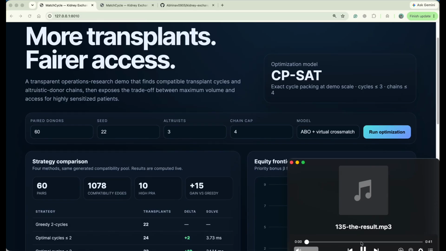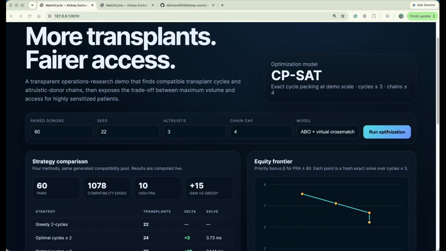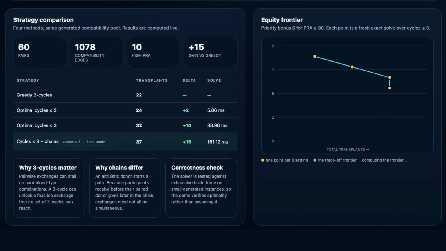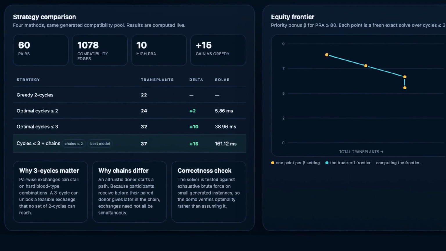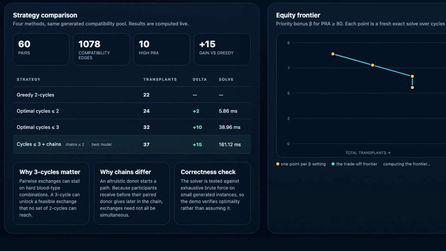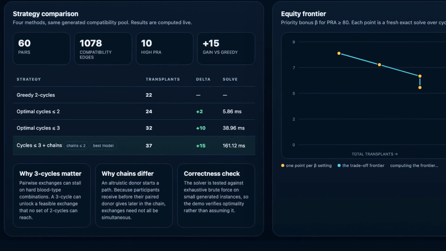Same pool, 4 allocation strategies, all computed live. Greedy pairwise matching, the obvious approach, finds 22 transplants. Solving the 2-cycle problem to true optimality gets 24. So better search over the same options buys you 2. Now allow 3-cycles: 32.